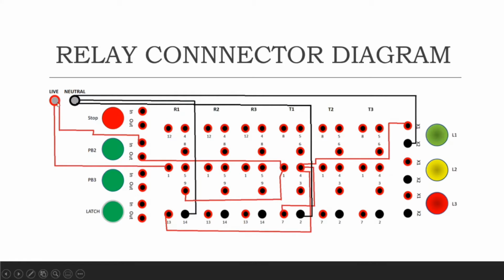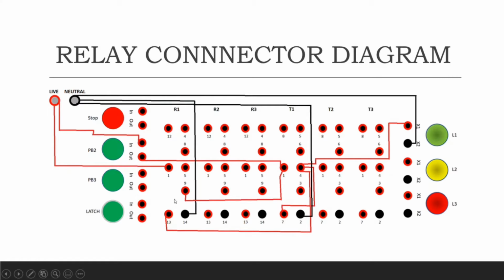So this is my relay connector diagram where the live goes into the PB1 and goes out to the T1. And as it is normally closed, it will be 1 and 4. The other one is live into relay 1, normally open. Since it is normally open, it will enter from 1 and go out from 9.